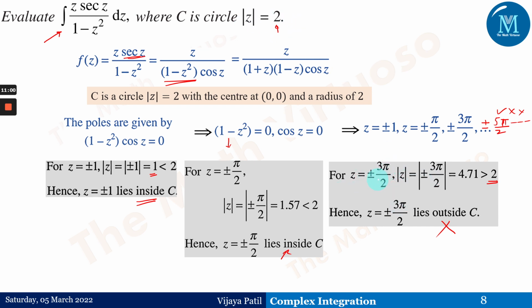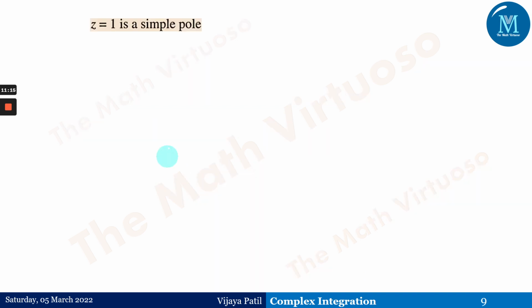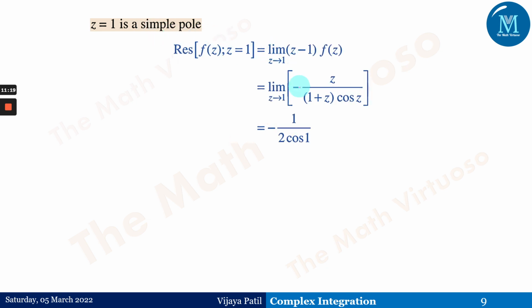So we have to just find one, and if it is not there, then the rest of the other points won't be inside this particular circle. Now, only the poles z equals plus or minus 1 and plus or minus π/2 lie inside C. So 1, 2, 3, 4 residues we need to find in this case. I'll go quickly because all of them are simple poles, so we start with z equals 1, z equals 1, minus 1.